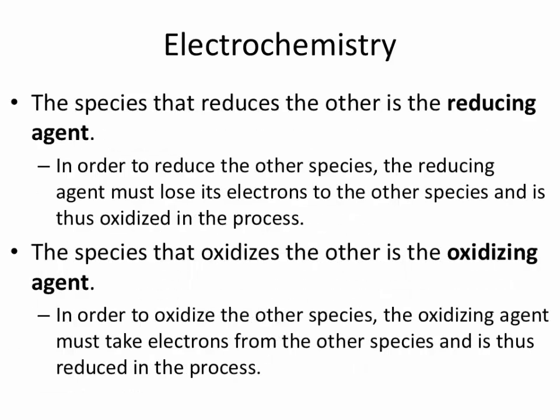Now the species that reduces the other is the reducing agent. And in order to reduce the other species, the reducing agent must lose its electrons to the other species and is thus oxidized in the process. On the other hand, the species that oxidizes the other is called the oxidizing agent, and in order to oxidize the other species, the oxidizing agent must take electrons from the other species and is thus itself reduced in the process.